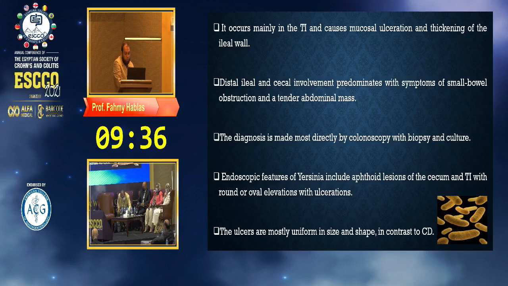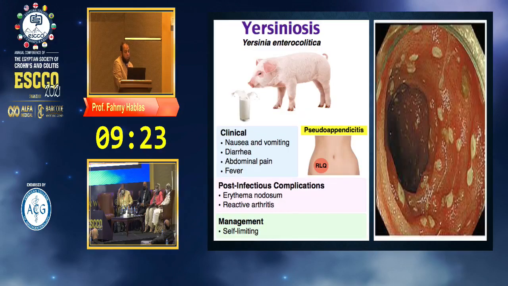Endoscopic feature of Yersinia in the cecum and the ileum: round oval elevation with ulceration. And it is very important that the ulcers are uniform in size and shape, and this does not fit with Crohn's cases. This is the ulcer of the erosion of the Yersinia.